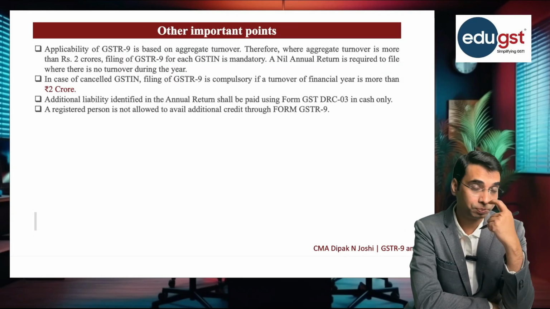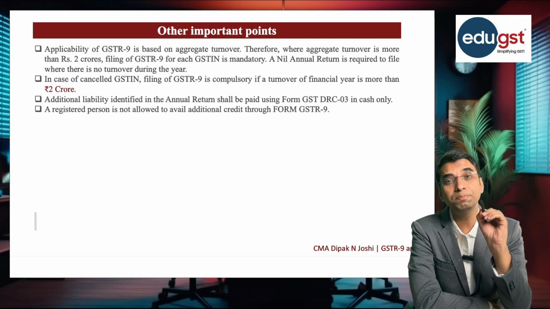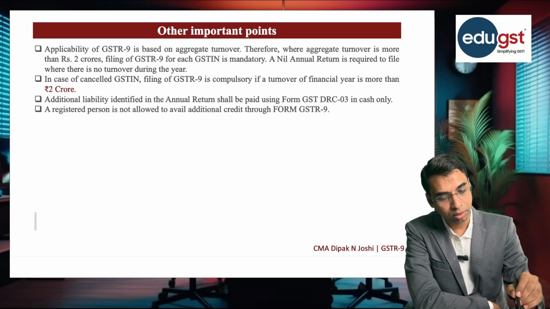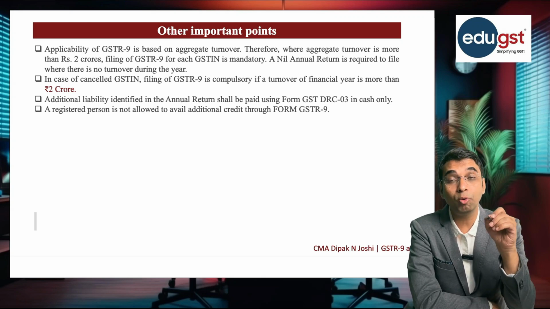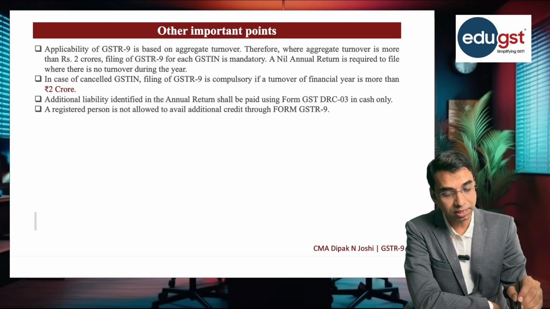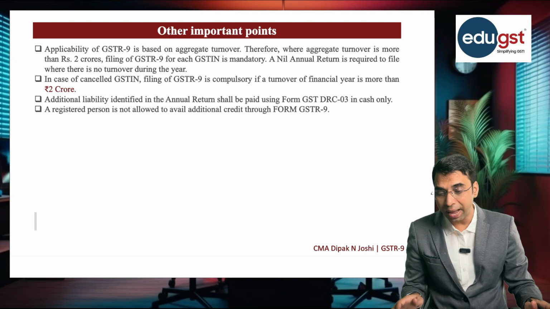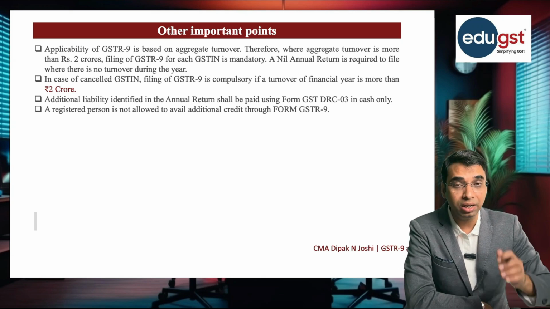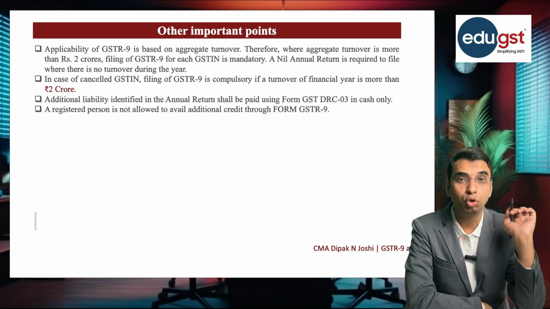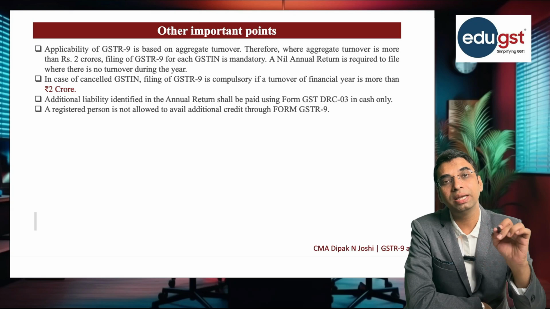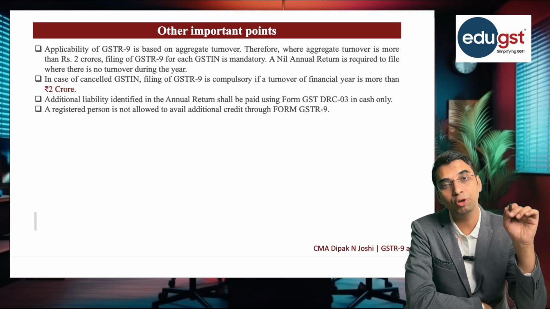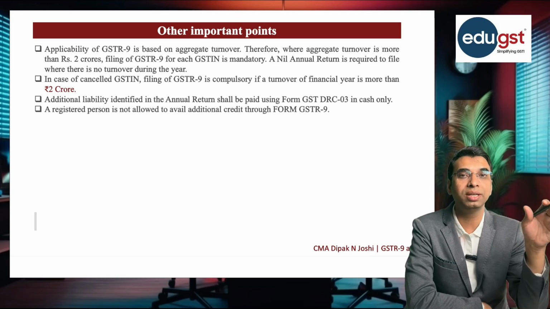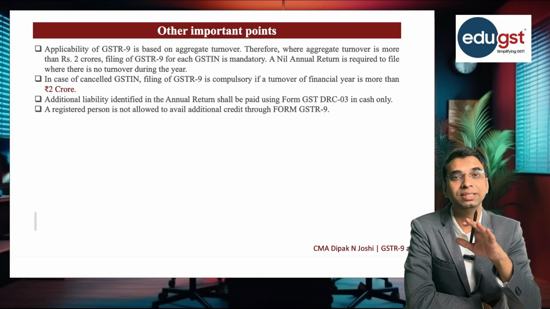Now, as I mentioned, applicability is based on turnover. And turnover means what? Aggregate turnover. Aggregate turnover means pan-India turnover. So if your pan-India turnover is more than 2 crores, then only there is applicability of GSTR 9. And if your pan-India turnover exceeds 5 crores, in that case you are required to file 9C as well.